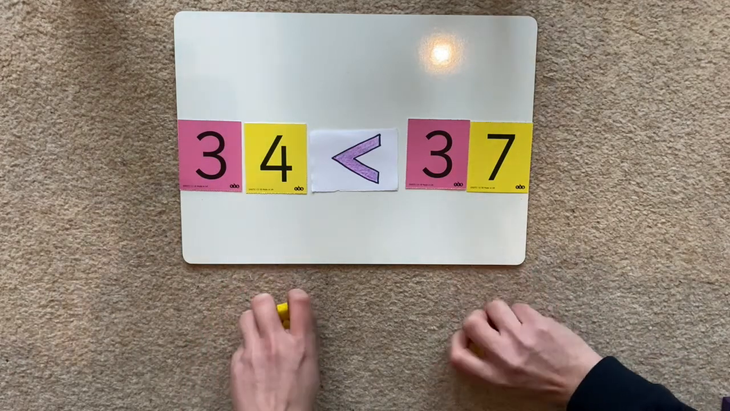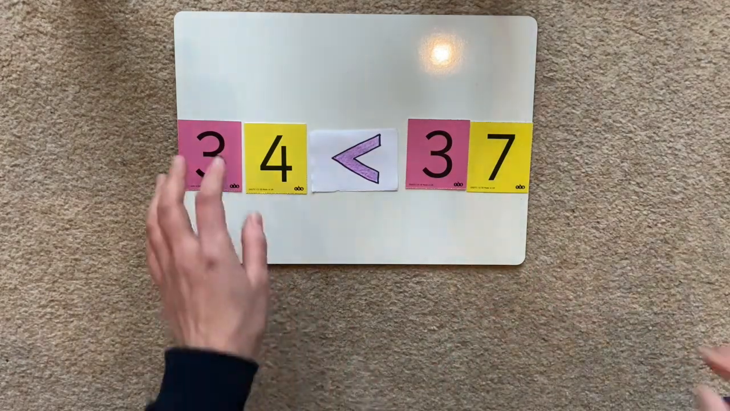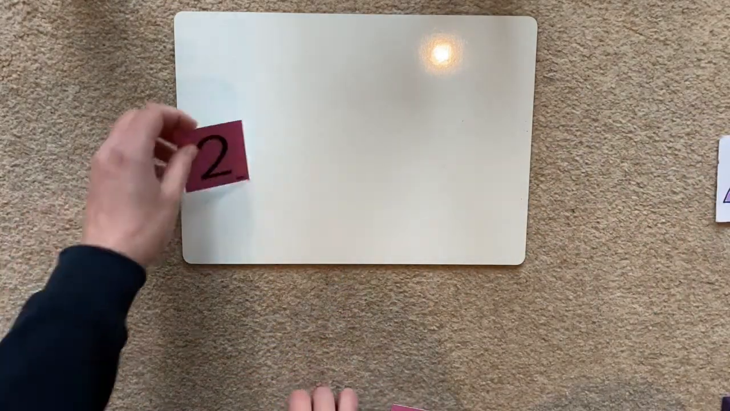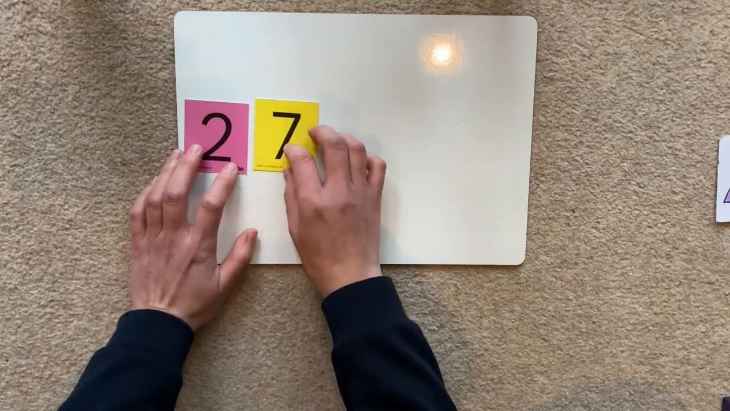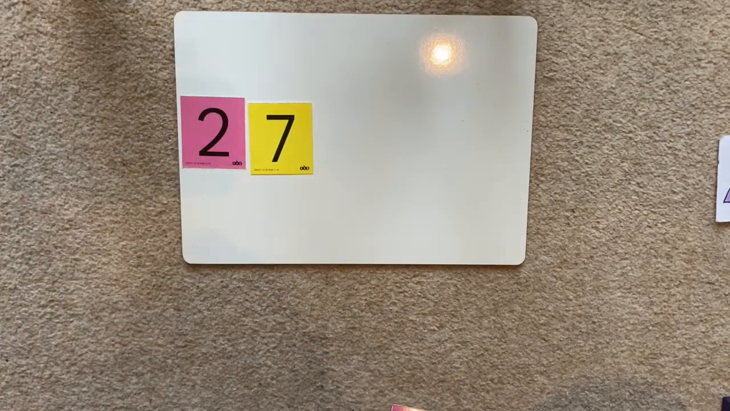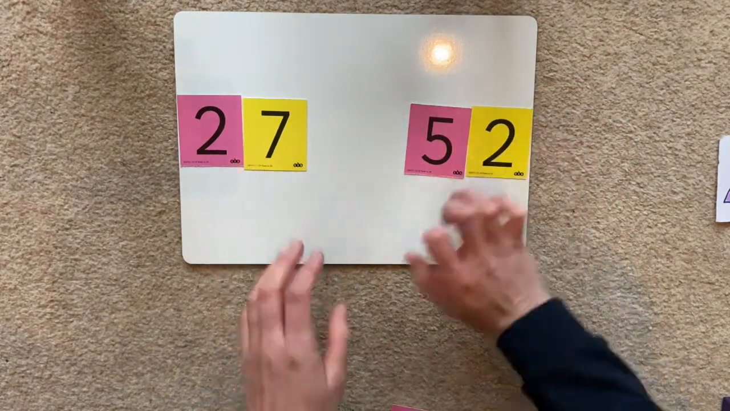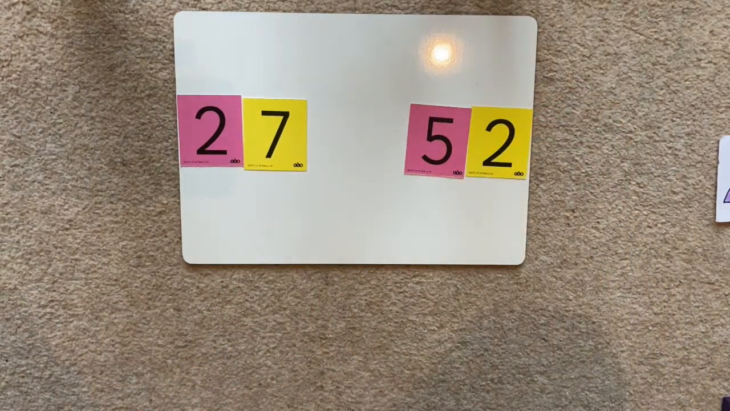Let's do another one. This time we're going to do 27 and 52. 27 and 52. I want you to make these numbers with your paper Deans. And then when you finish that, press play again.